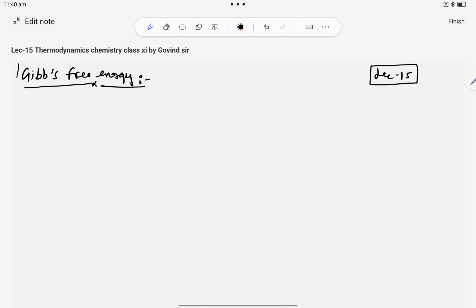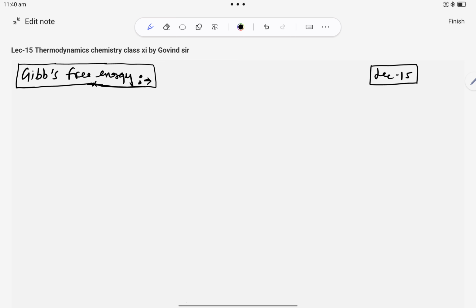So the topic is Gibbs free energy. Gibbs was a foreign scientist. Why is it not Sati's free energy or Govind free energy? Because we don't have such an invention, but I hope you people will make one. Then your name also will be published.